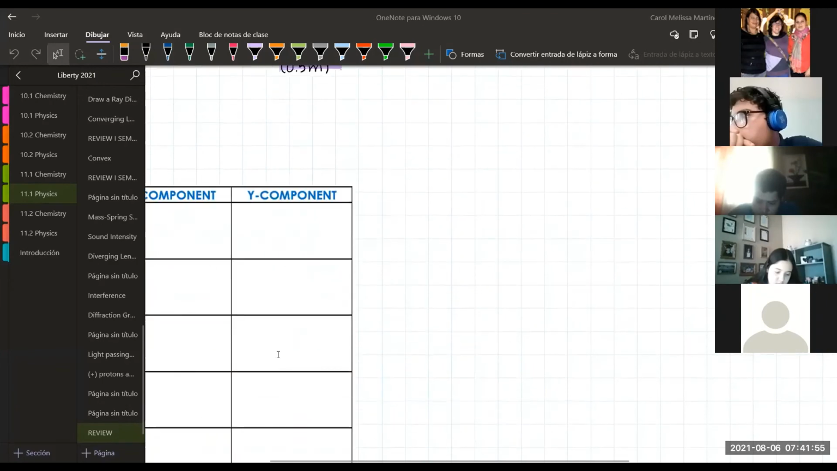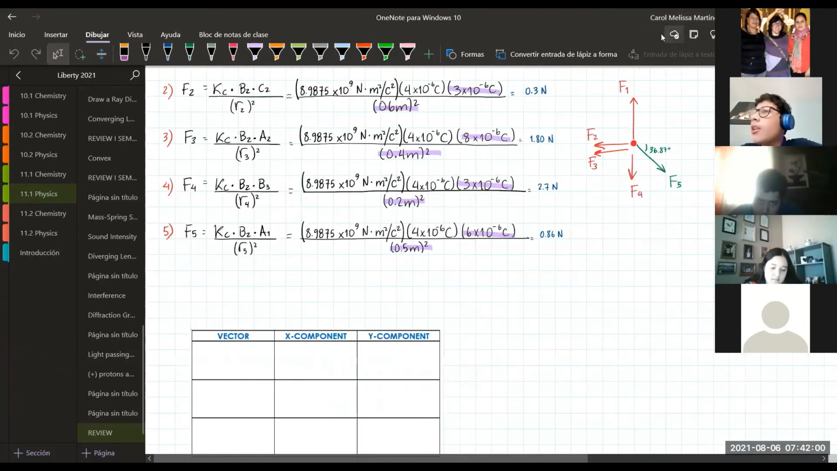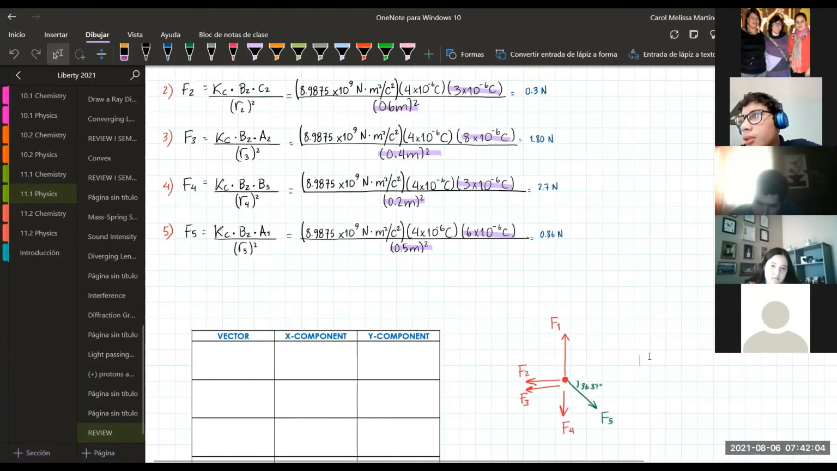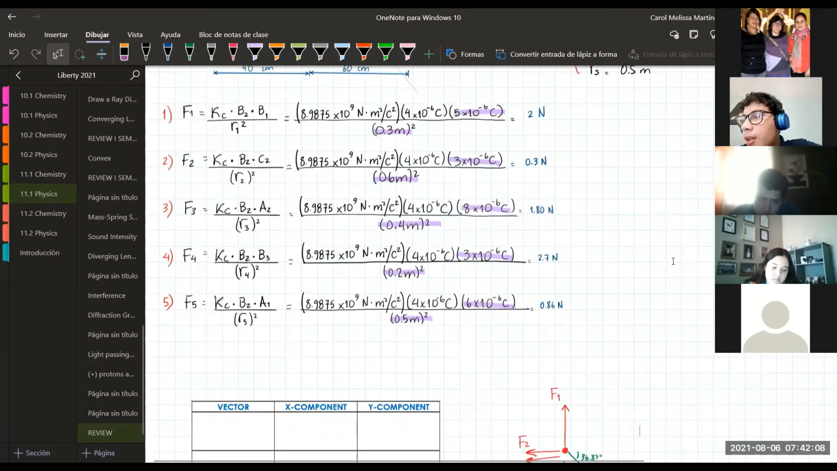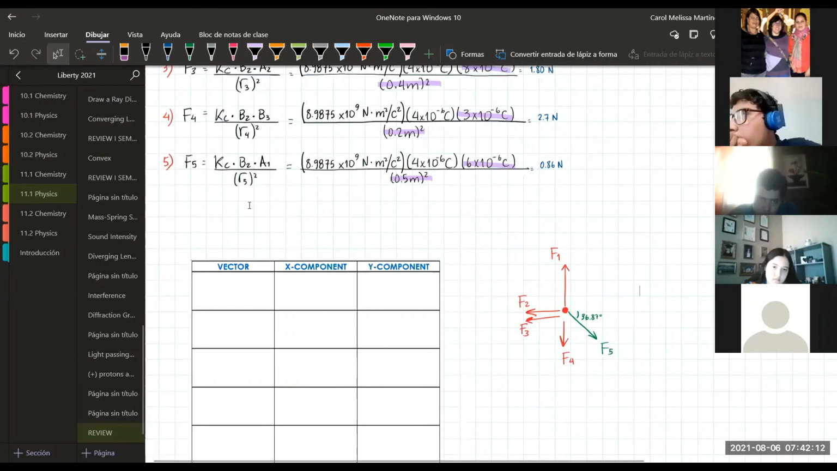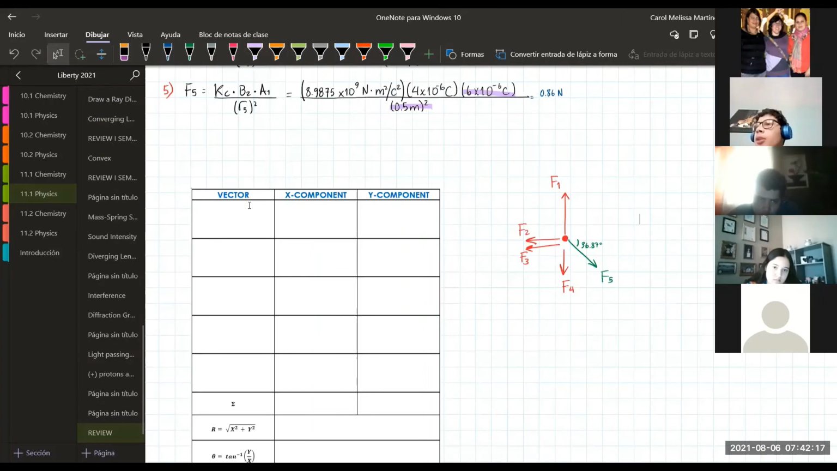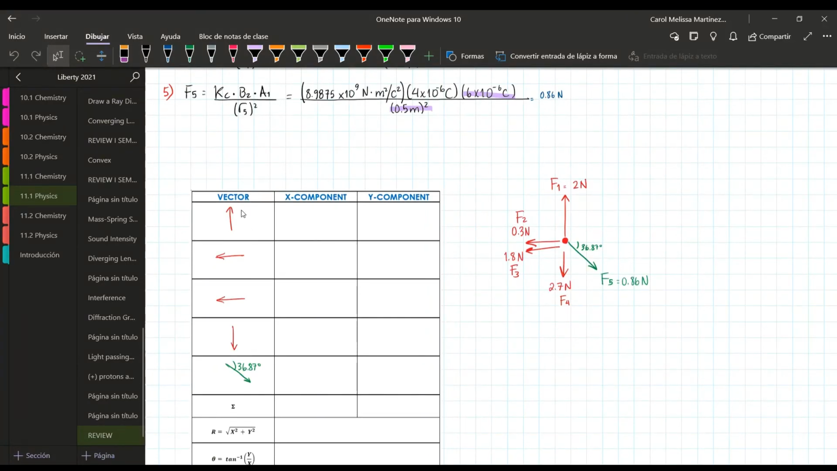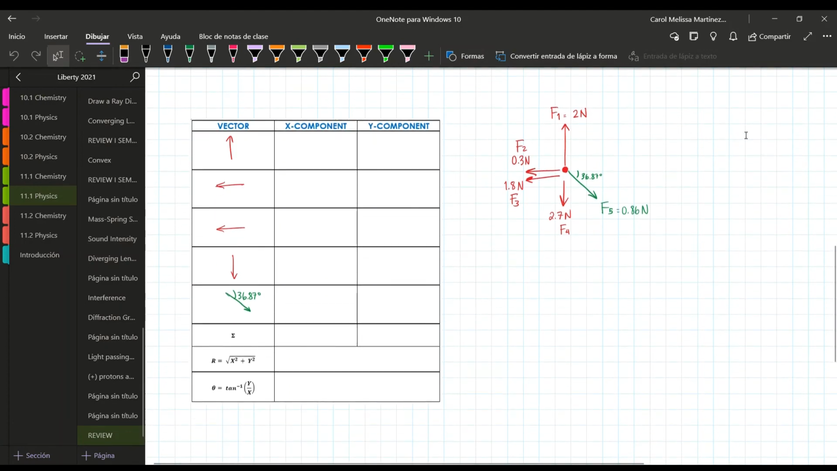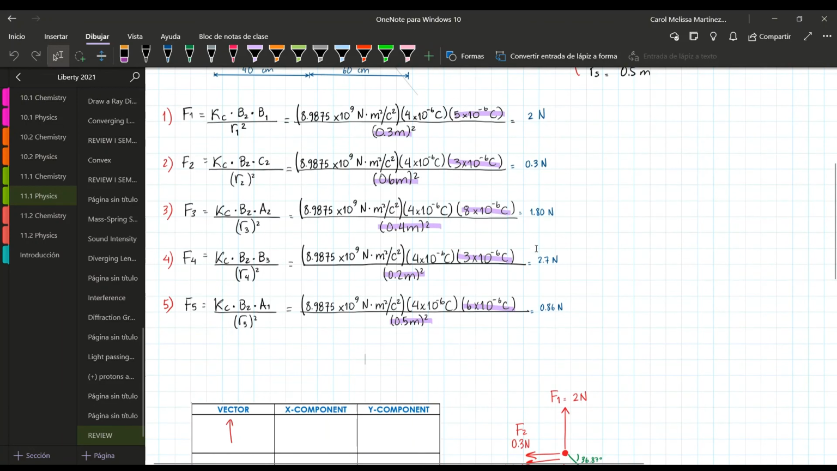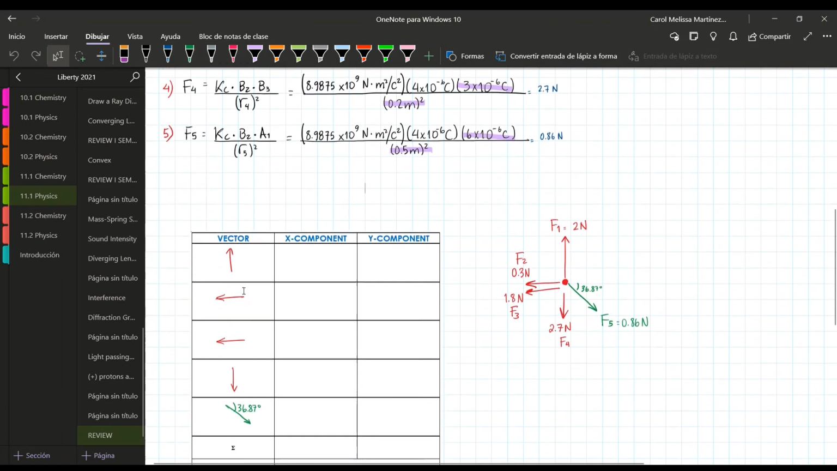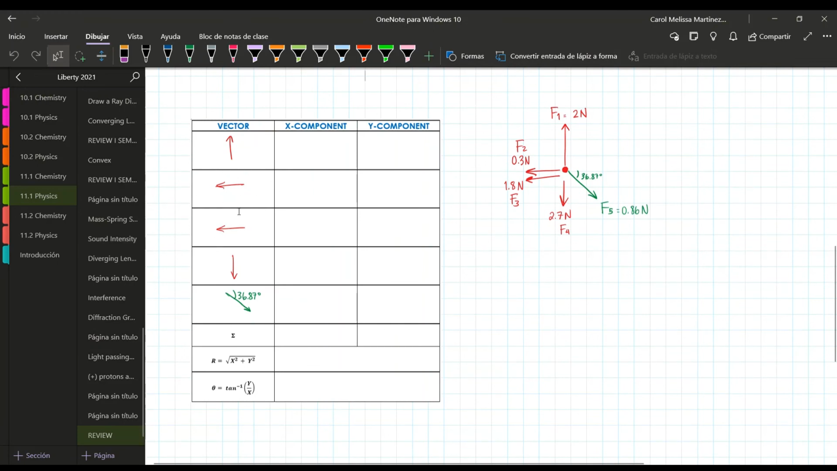And this sketch is important because then we're going to work with a table of components. Replace the forces by the values, okay? 2, 0.3, 1.8, 2.7, and then you put them here as a vector. Okay. I have here the particle. I have here the angle of my force 5, and I put all the values of the forces in the table of the components. This is going to be my force 1, my second force, my third force, my fourth force, and my fifth force.